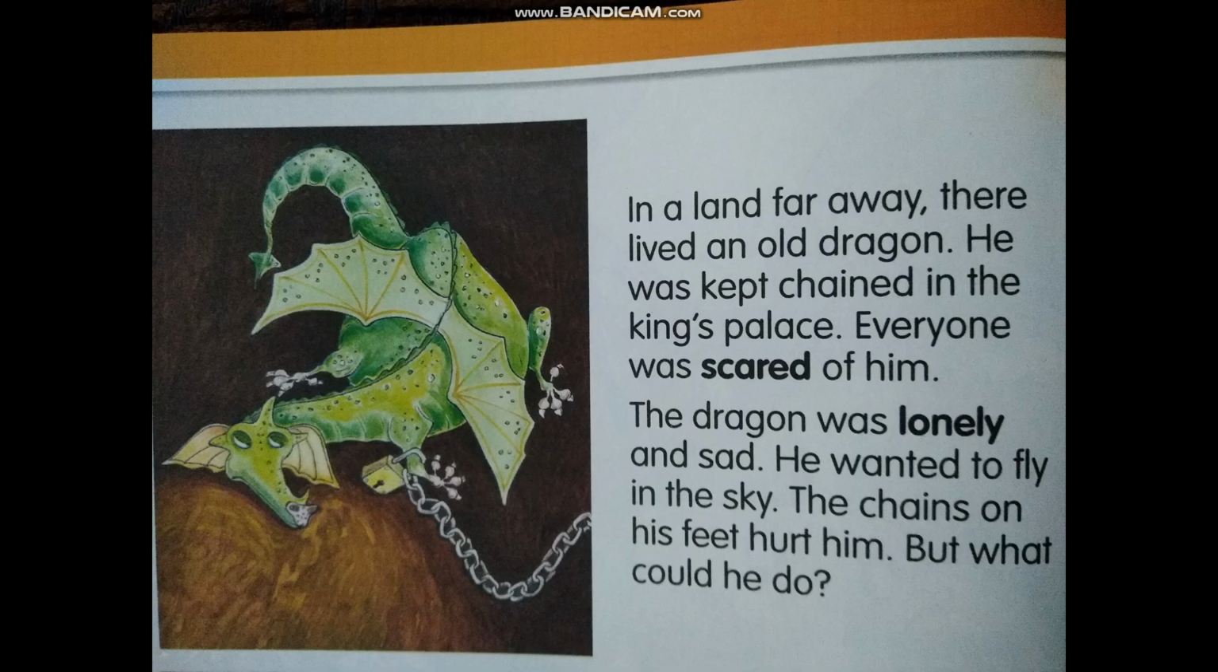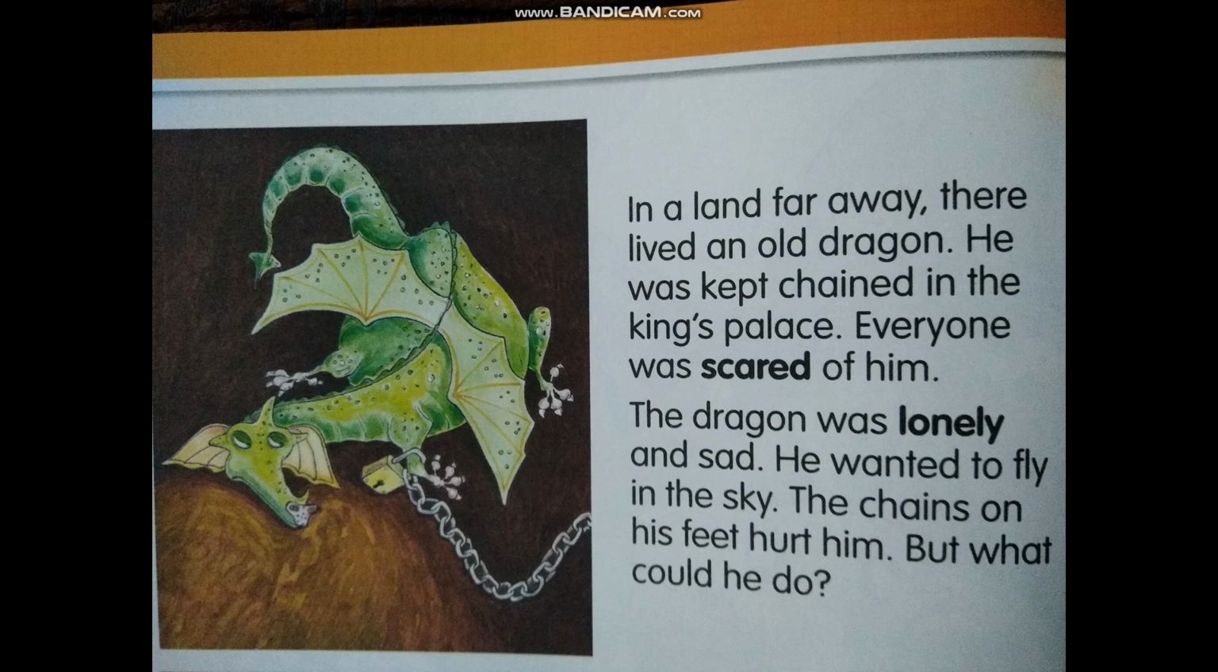This is the first paragraph of this chapter. In a land far away, there lived an old dragon. He was kept chained in the king's palace. Everyone was scared of him. The dragon was lonely and sad. He wanted to fly in the sky. The chains on his feet hurt him. But what could he do?